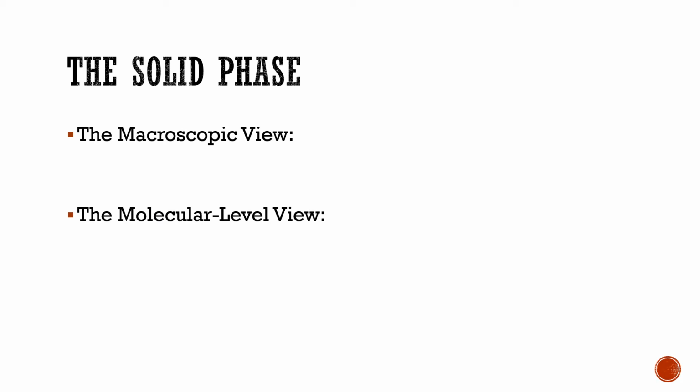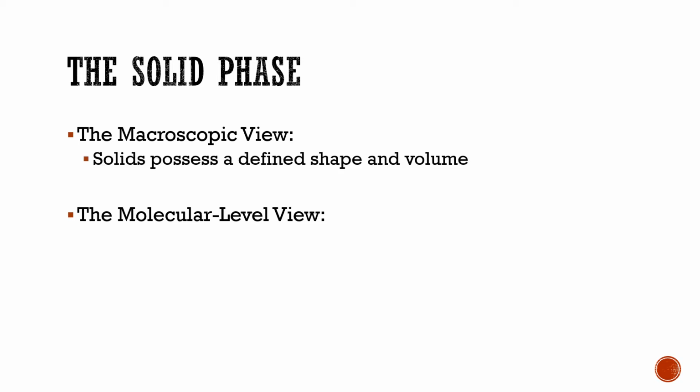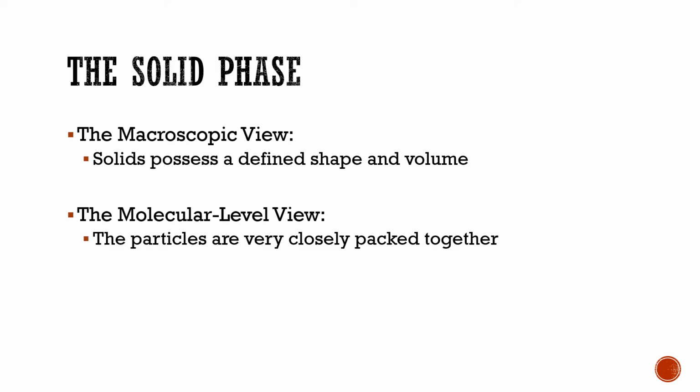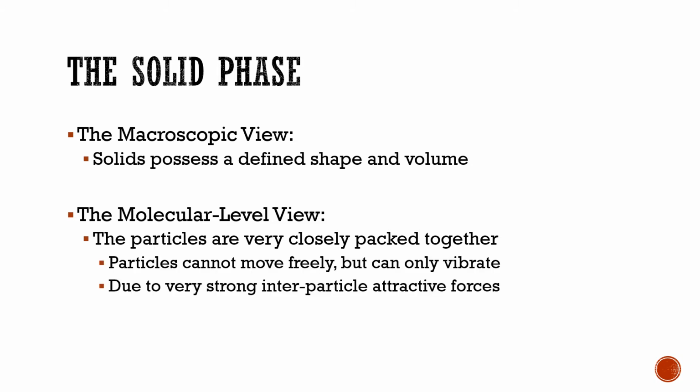If we first look at the solid phase from a macroscopic viewpoint, how the solid phase of matter would appear to the naked eye, we see that solids have a defined shape and a defined volume. If we now imagine zooming into the molecular level so we can see how the atoms and molecules, or more generally particles, are arranged, we see that the particles are very closely packed together. This very close, rigid packing is because the interparticle attractions present are very strong. We will talk more about these interparticle attractive forces later.